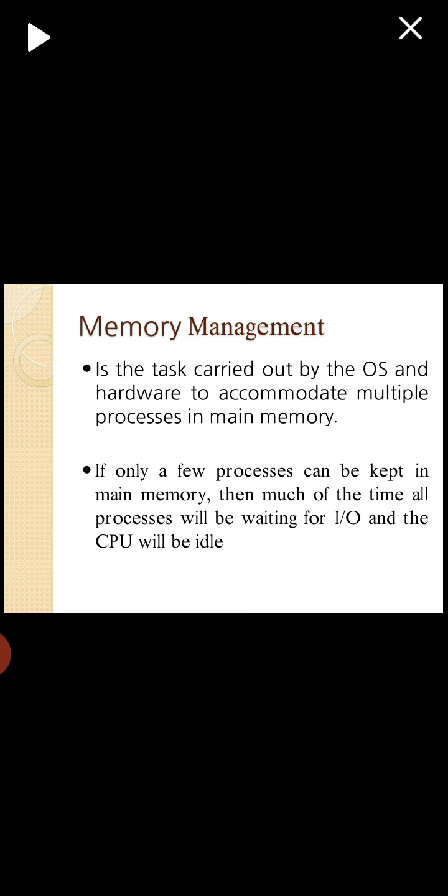So, first of all, what is meant by memory management? Memory management is a task carried out by the operating system and hardware to accommodate multiple processes in memory. If only a few processes can be kept in main memory, then much of the time all processes will be waiting for input output and the CPU will be idle. So memory management is simply the tasks carried out by the operating system and hardware to perform processes in your main memory.